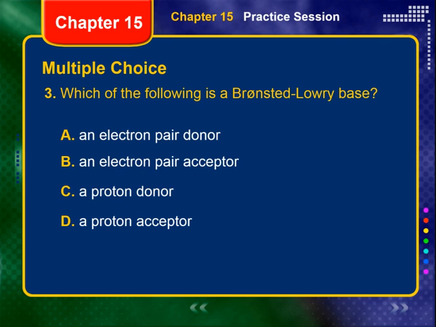Which of the following is a Brønsted-Lowry base? Remember, we have three definitions of what it means to be a base. Which one is the Brønsted-Lowry definition? It's a proton acceptor. It is taking in the proton that is being donated by the Brønsted-Lowry acid.